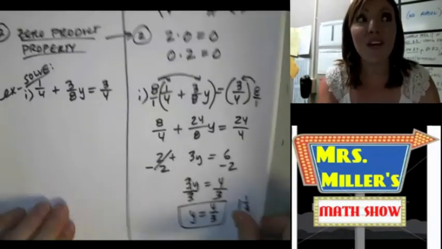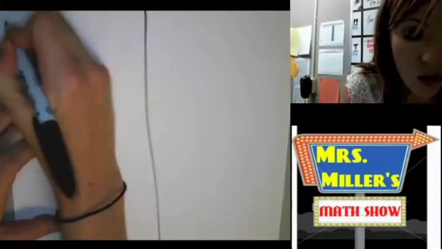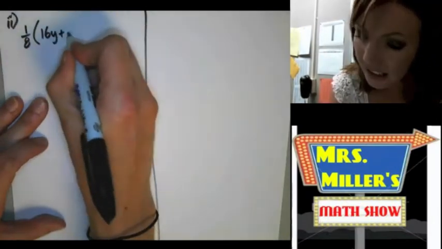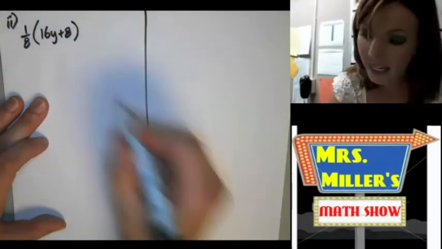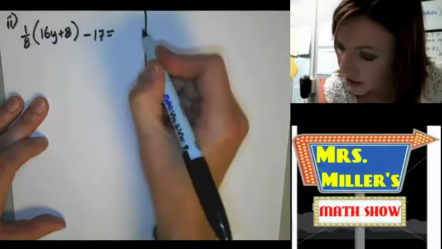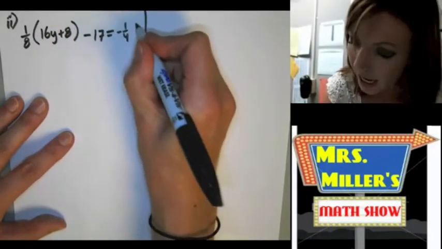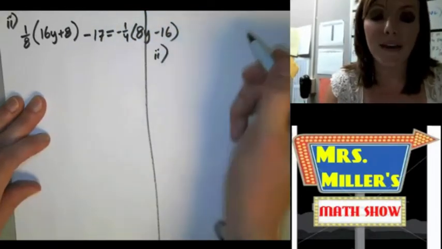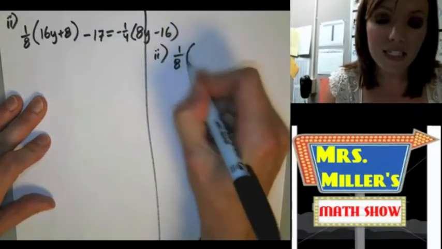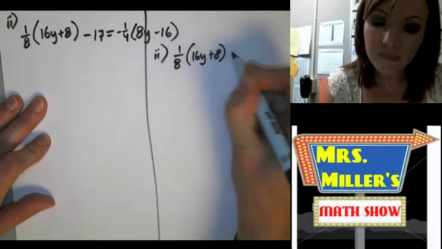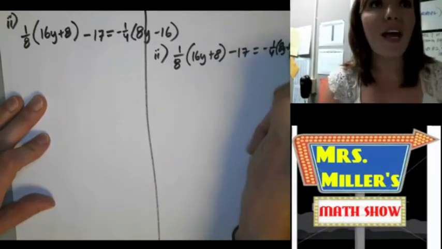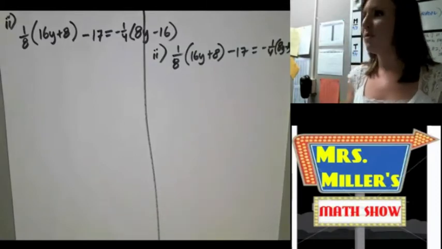Okay. Let me give you guys the problem as we go to commercial break here. The problem is 1/8 times 16y plus 8 minus 17 equals negative 1/4 times 8y minus 16. Whoa, okay. 1/8 times 16y plus 8 minus 17 equals negative 1/4 8y minus 16. Okay, we are going to commercial break. We will be back shortly.